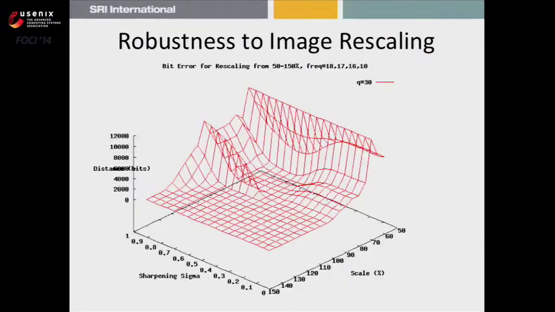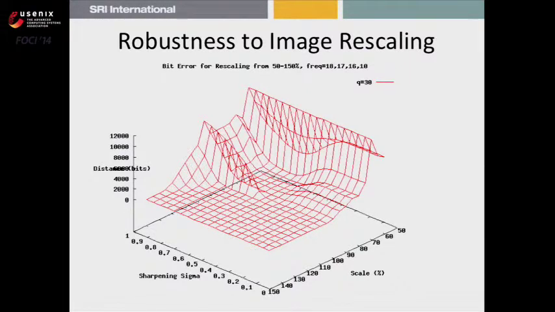Our rescaling tests used ImageMagick, which uses the Lanczos filter and has a sharpen option that will tend to invert the filter. So with that in mind, we did a parameter survey here looking at robustness with respect to image rescaling. That's the absolute Hamming distance on the z-axis, the vertical axis. The bottom axis is the sharpening sigma, and on the right is the scale percentage. So we did the survey shrinking by up to 50%, and then expanding the image up to 150%. So that scale goes from 50% to 150%.